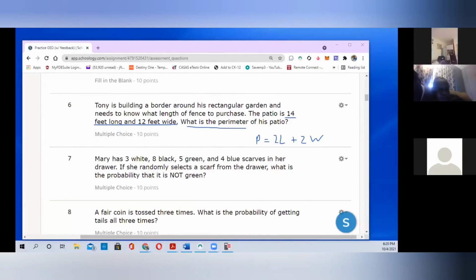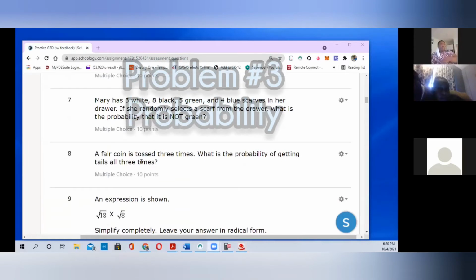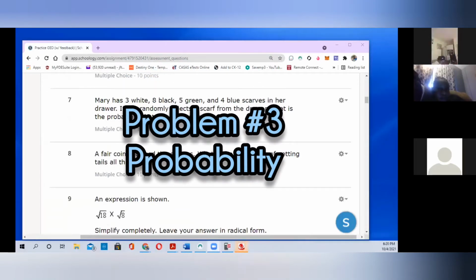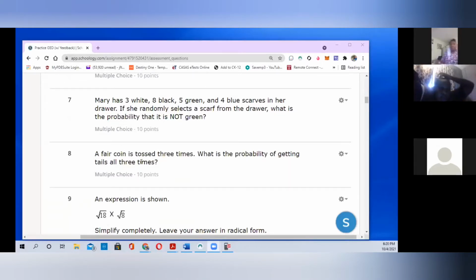Number 7. Mary has 3 white, 8 black, 5 green, and 4 blue scarves in her drawer. If she randomly selects a scarf from the drawer, what is the probability that it is not green? I know, Naomi, I see the smoke coming from your head reading that question.